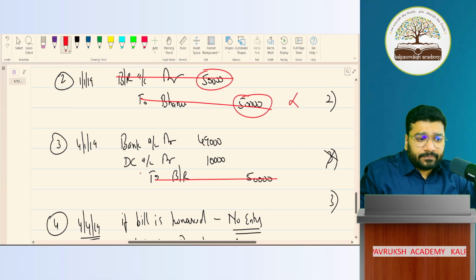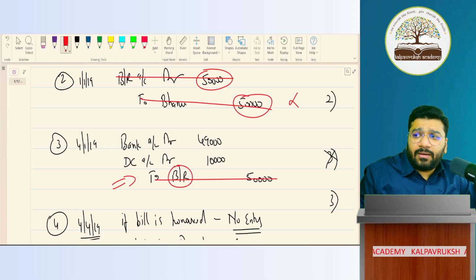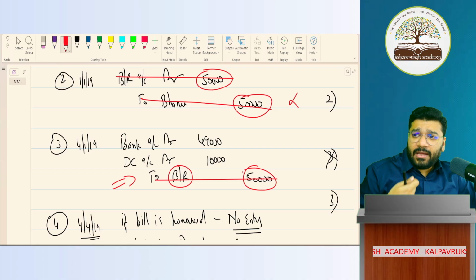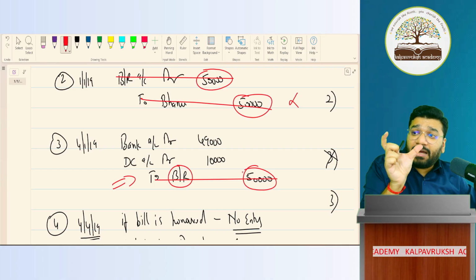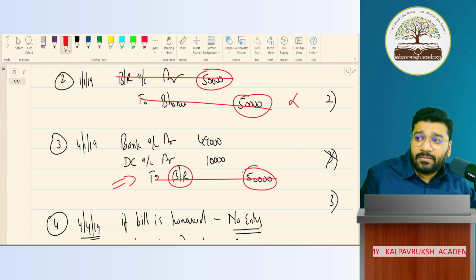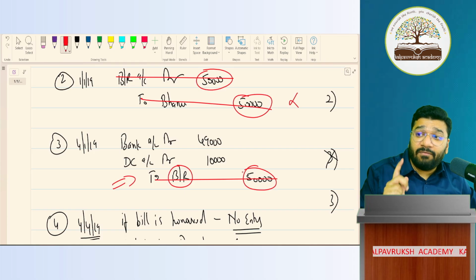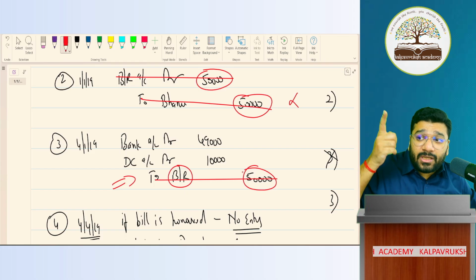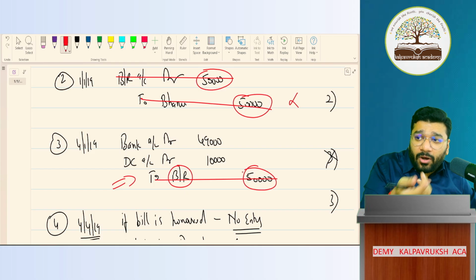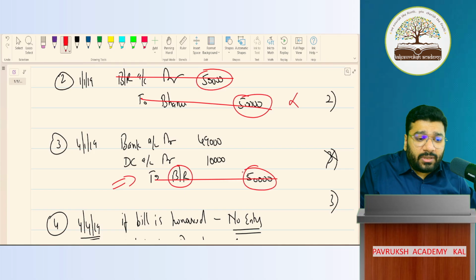In the entry, what did you give to the banker? You gave the BR. What is the value of the BR you gave? 50,000. I gave BR to the banker. The BR value is how much? 50,000. Okay. Why did you give BR to the banker? What is the intention behind giving the BR to the banker? For receiving cash.